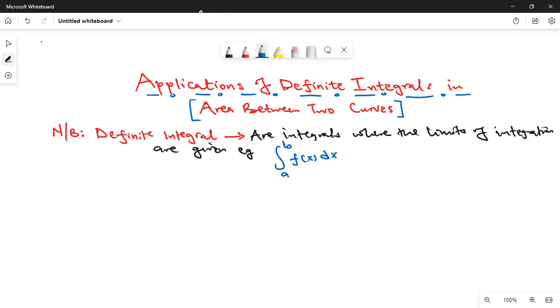So you see you're integrating the function. Once you have your answer, then you plug in the limits of integration. A is the lower limit and b is the upper limit. So a here is the lower limit, b is the upper limit. Of course, f of x is the integrand. F of x is the function you're integrating, the integrand.